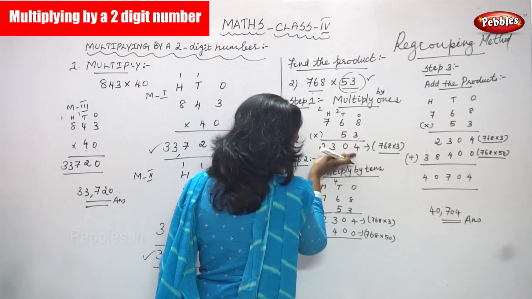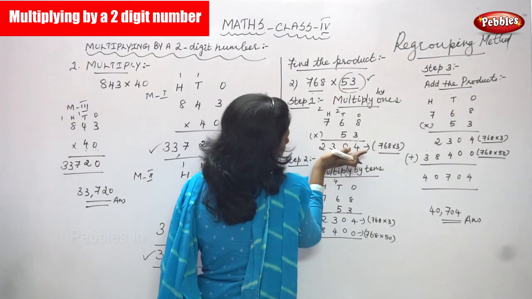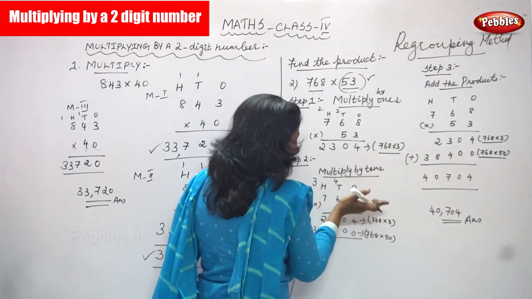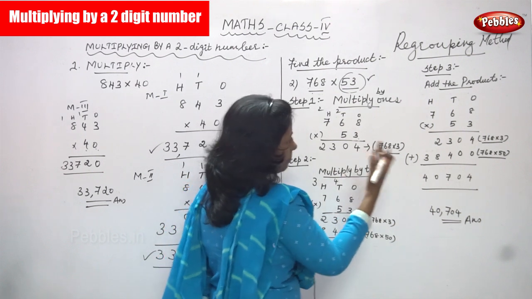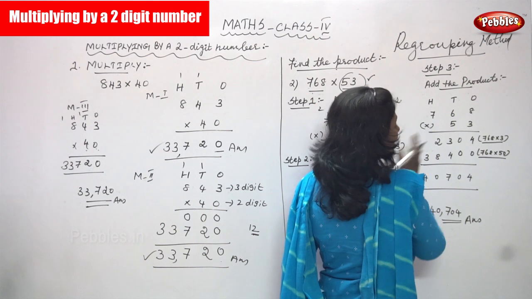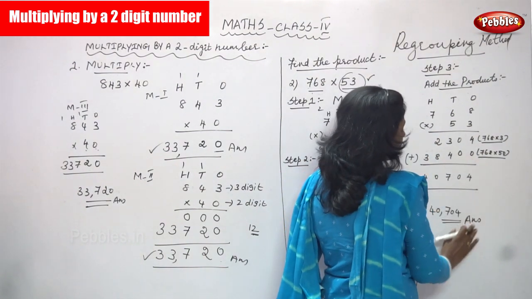Ones place answer here. This is multiplying by ones. You have done only the ones place. And after that, multiplying by tens, you have to write ones as well as tens. And step 3, that is add the products. Whatever you have done in step 2, you have to write everything. And after that finally you just add it.